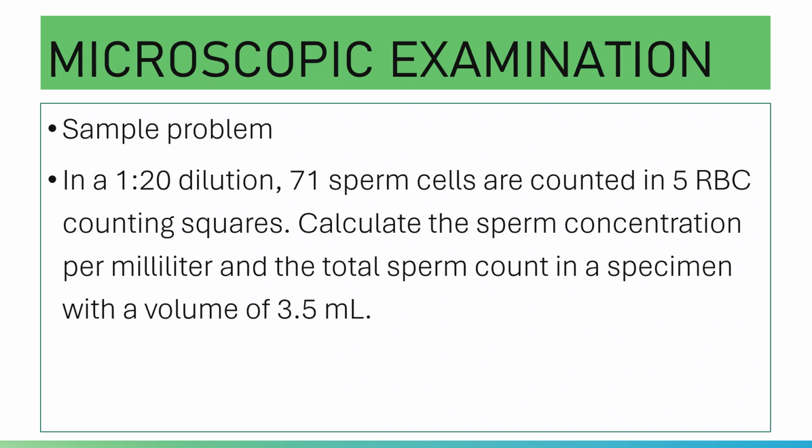Here is another sample problem. In a 1:20 dilution, 71 sperm cells are counted in 5 RBC counting squares. Calculate the sperm concentration per ml and the total sperm count in a specimen with a volume of 3.5 ml. You calculate using the two formulas that I discussed.